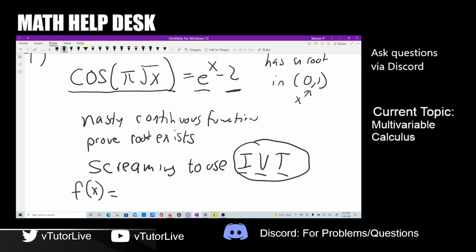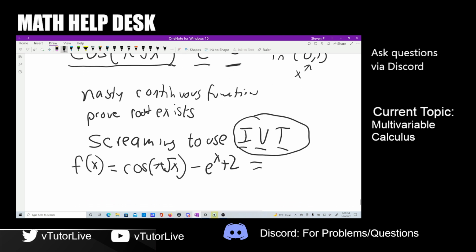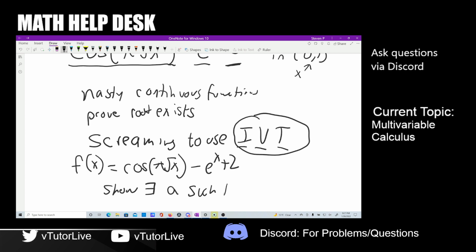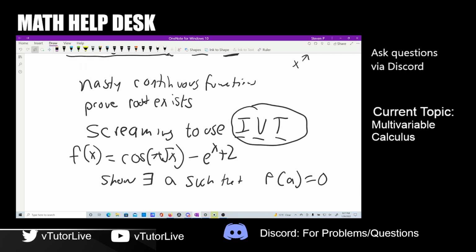equal to basically this entire thing moved to the left-hand side, minus e to the x plus 2. And we're basically looking for roots, so basically, show there exists, this is the symbol for there exists, an A such that f(A) is equal to 0. That's what this problem is asking us to do.